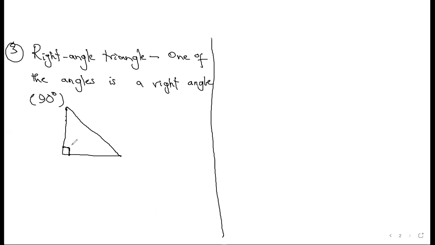I don't even need to put a 90 degree, because once you see this angle here, it means the angle is 90. When you have a right angle triangle, the side that is facing the right angle is known as hypotenuse. Depending on where you have the angle, let's assume I have an angle here, this will be opposite, and the other one will be adjacent.